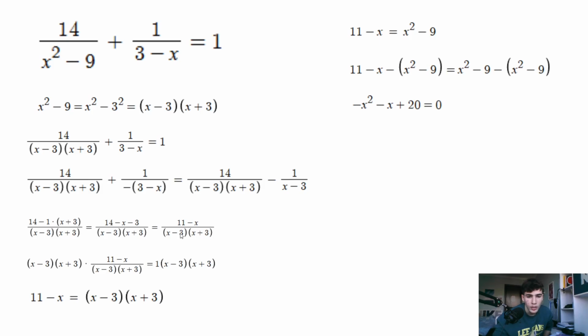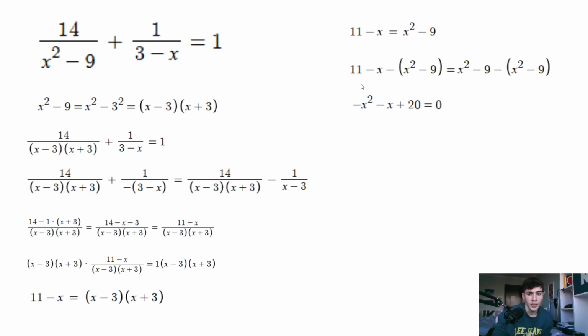And now we know what this equals to: 1. So what I did here is I multiplied both sides by the denominator so that this division just disappears. So I multiplied it by x minus 3 times x plus 3, and I also multiplied the answer by x minus 3 times x plus 3. So we are left with 11 minus x equals x minus 3 times x plus 3. We expanded this again, and we know that x squared minus 9 equals x minus 3 times x plus 3. We're just going to be left with 11 minus x equals x squared minus 9.